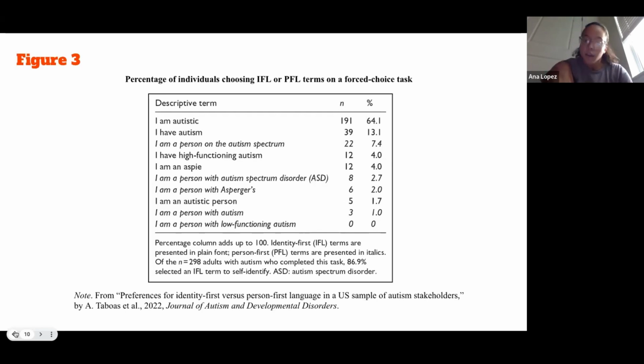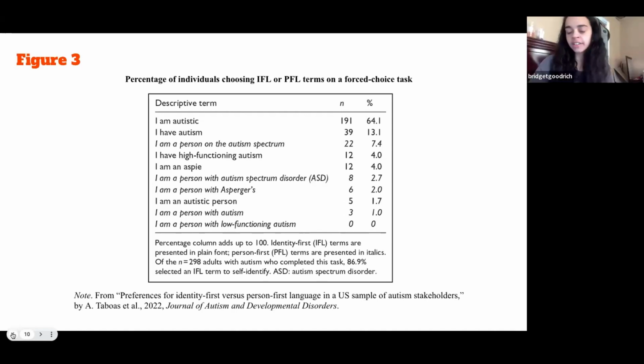And given that this was a forced choice task, it didn't really allow room for participants to choose a variety of these terms. So based on the results, they found that most individuals preferred an IFL term as opposed to a PFL term. And yeah, then you can go to the next slide.